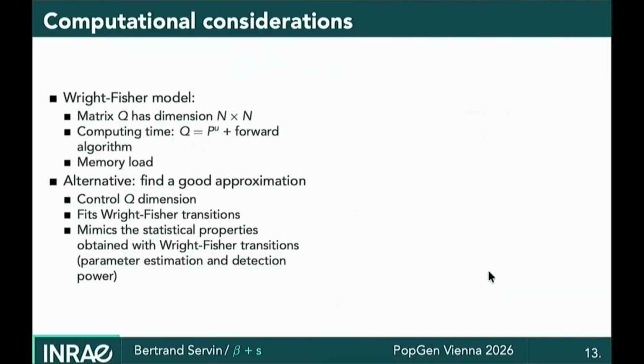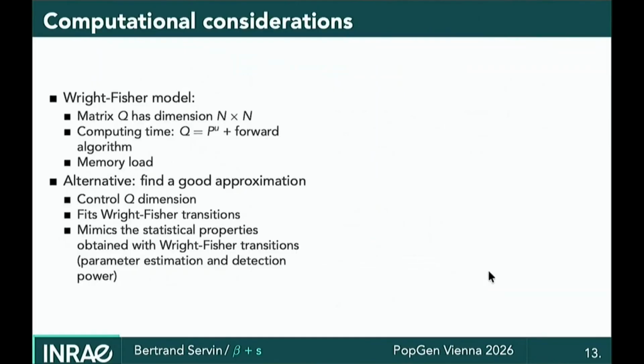So it's a very big matrix potentially. And when you raise that to the power U, so the matrix P also, it's very expensive computationally. And also you have a lot of memory load because you store those big matrices. So the alternative to using this is to find good approximations.